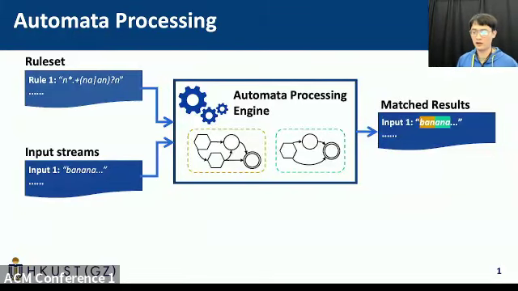Automata are commonly used for pattern recognition, and the automata processing engine usually takes the rule set and the input streams as 2 inputs. The rule set defines the topology of the automata, which will then be used to match multiple input streams and generate the matched result.